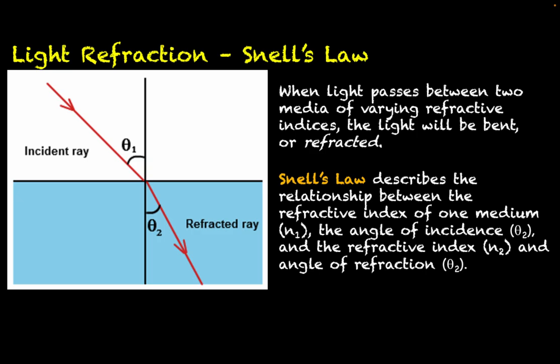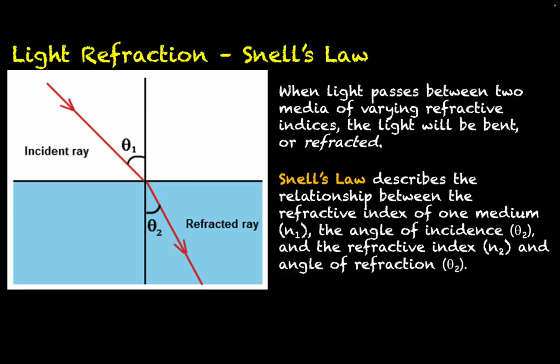So Snell's law, like I said, describes the relationship between the refractive index of one medium, the angle of incidence, and the refractive index and angle of refraction of the other medium. I'm noticing a typo here. That should be theta 1. That's just the angle at which the light enters the second medium, and it will help us determine what the angle coming out is. So don't worry too much about those variables. We are not going to do any mathematical calculations here.